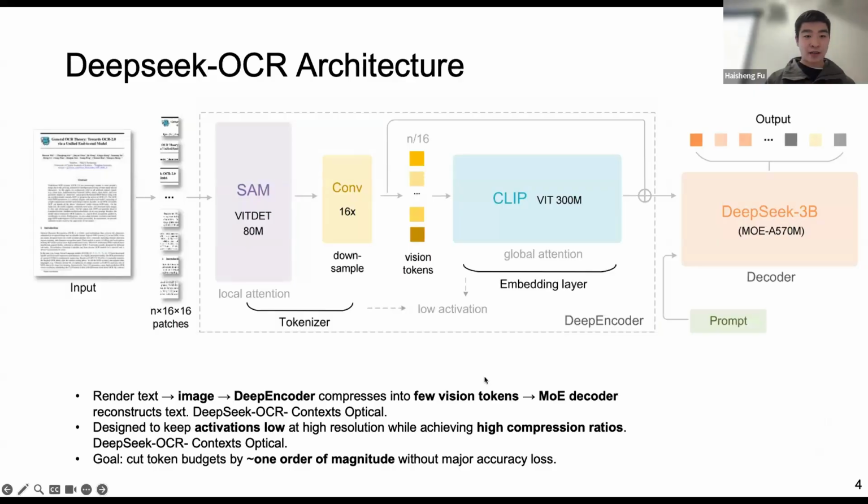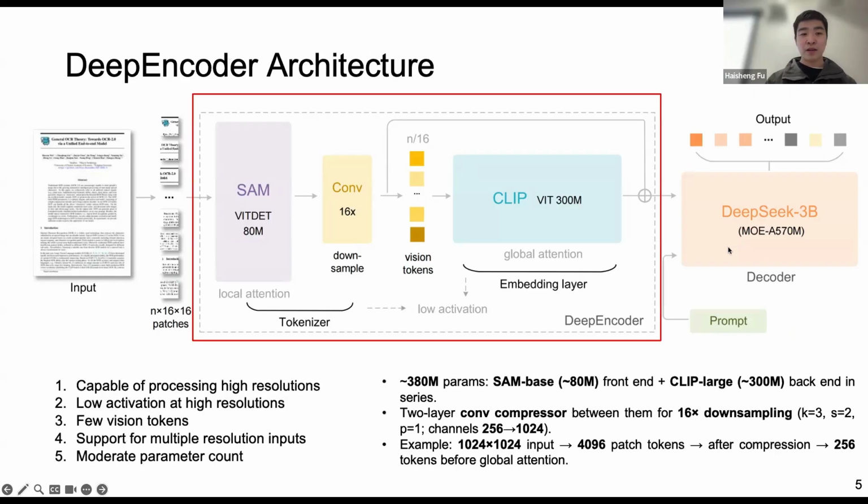And we can see this end-to-end flow. The pipeline is as follows. First, the user inputs the page images, and we divide this input into different patches. These patches go through the deep encoder, and then we get the image tokens and send them to the DeepSeek decoder, and with the prompt, we get the output.